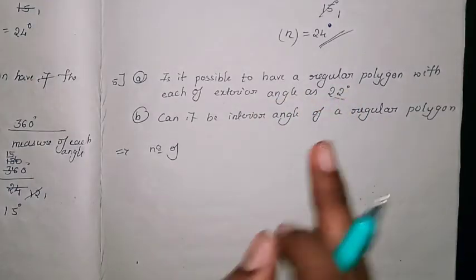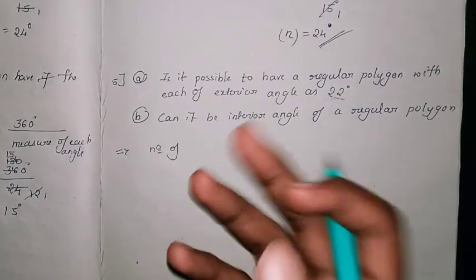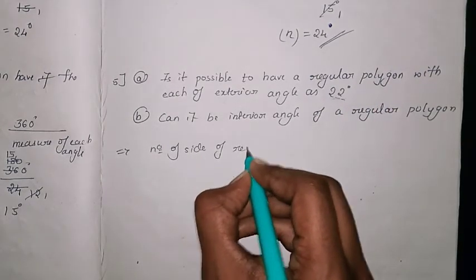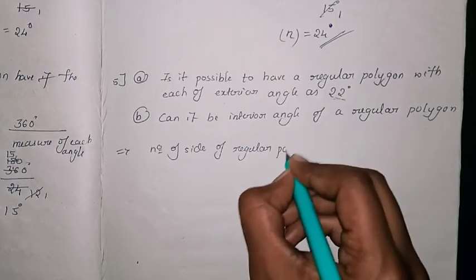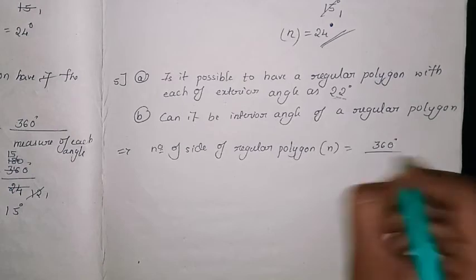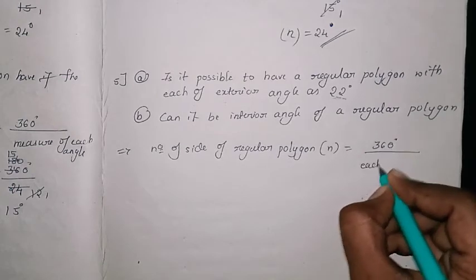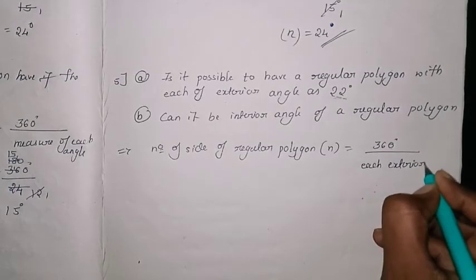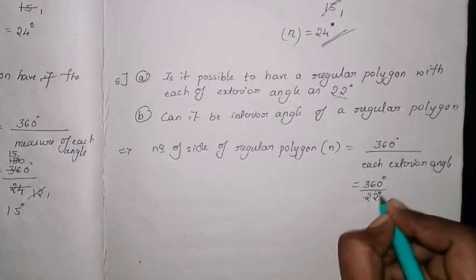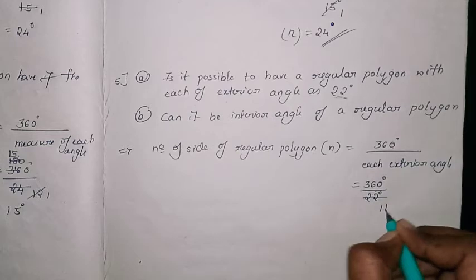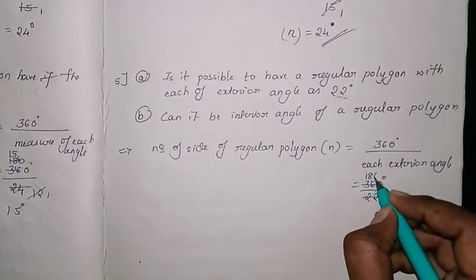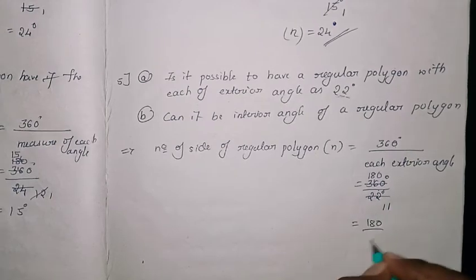When the exterior angle is given, you have to find the number of sides of the regular polygon. The number of sides is n, which is equal to 360 degrees divided by each exterior angle. So it is 360 divided by 22 degrees. Dividing by 2 on both, it becomes 180 divided by 11.